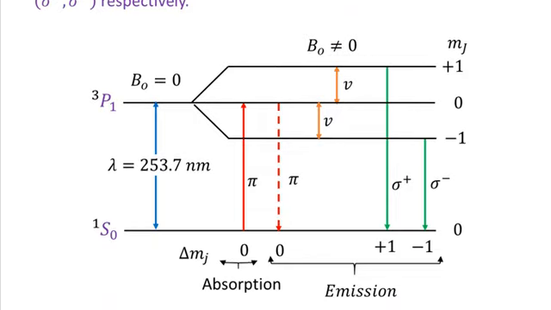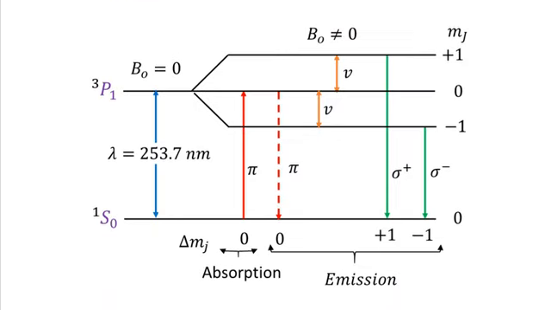So you see that when the Mj +1 and Mj -1 levels have some population, then of course these populations will decay optically to the ground states, emitting sigma plus and sigma minus light.